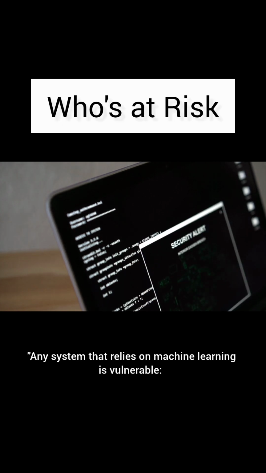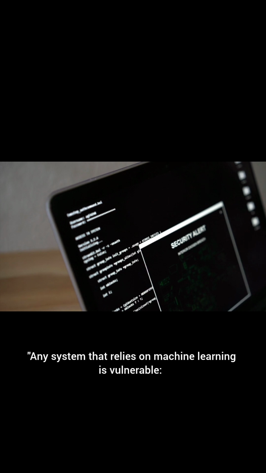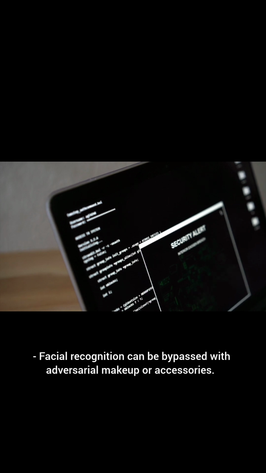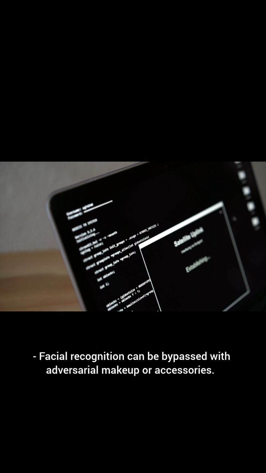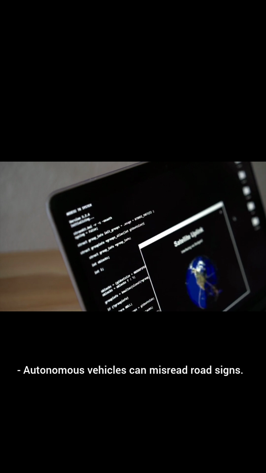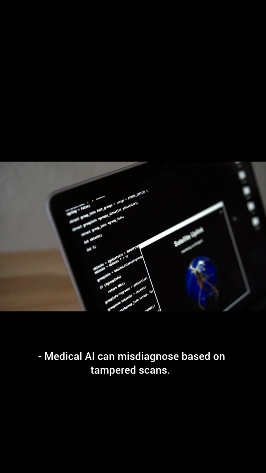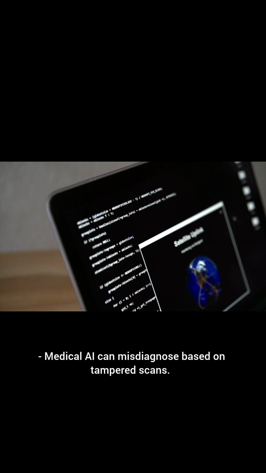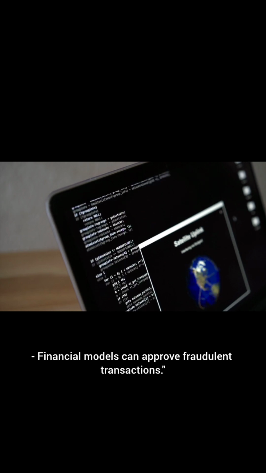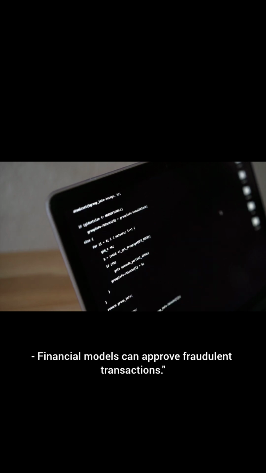Who's at risk? Any system that relies on machine learning is vulnerable. Facial recognition can be bypassed with adversarial makeup or accessories. Autonomous vehicles can misread road signs. Medical AI can misdiagnose based on tampered scans. Financial models can approve fraudulent transactions.